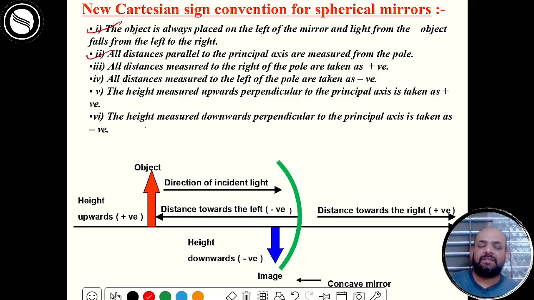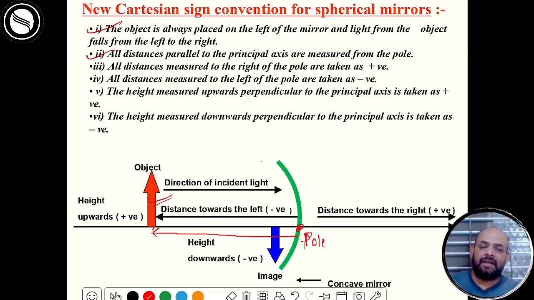Second, all distances are measured from the pole. Suppose this is your pole. To measure the distance, first we have to fix one point. That fixed point is the pole. So all distances are measured from the pole itself. Suppose this is your object. You have to measure from this point, so you are going left hand side to measure the distance of this object. So this object distance will be negative whenever you go left hand side.